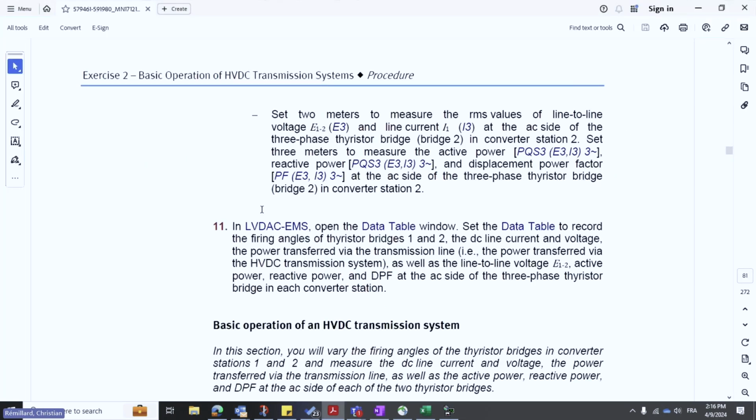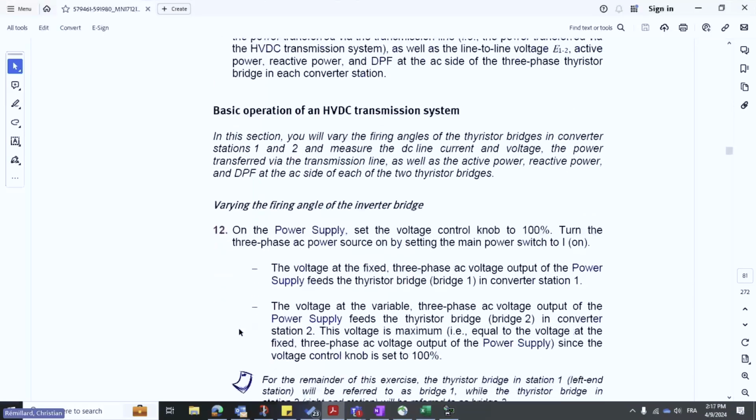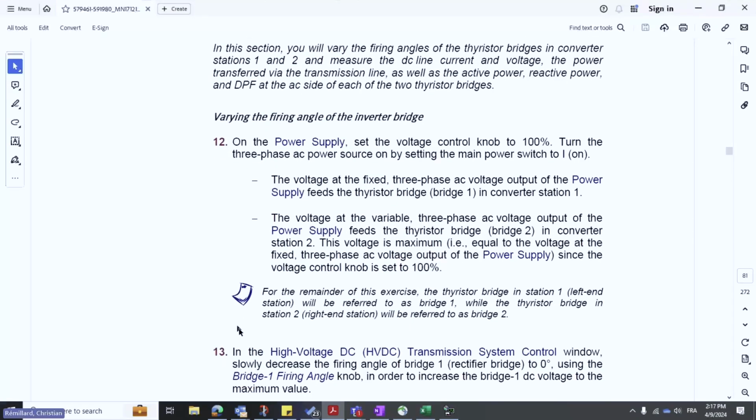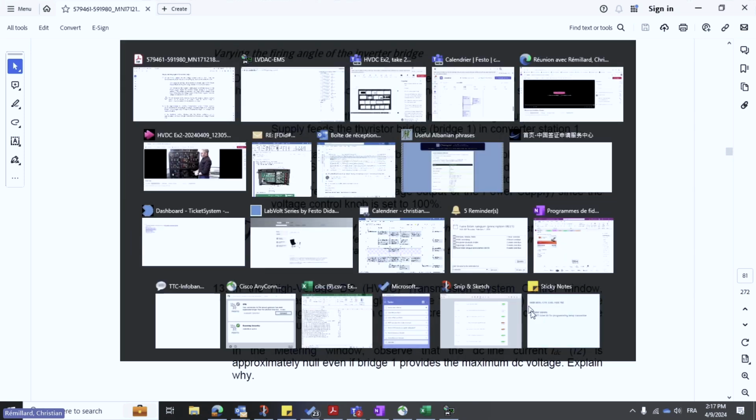If we look at the exercise here, we are in the section where we start looking at the basic operation. So initially, they want us to launch the power supply and check what we get basically in terms of voltage in our software. And we will slowly decrease the firing angle of bridge 1 to 0 degrees to see what is the maximum voltage we can get on the DC line. So let's do that now. Let's switch to the software again.